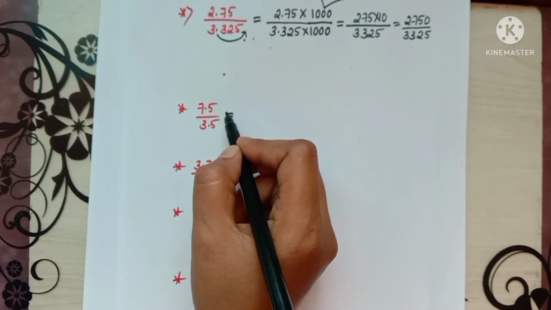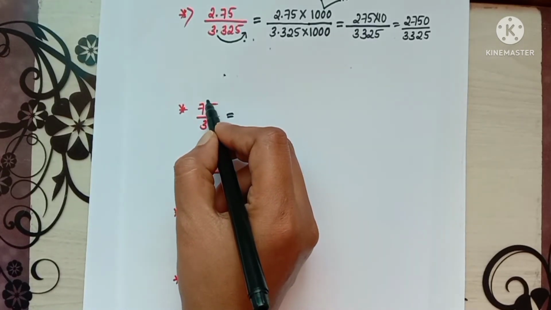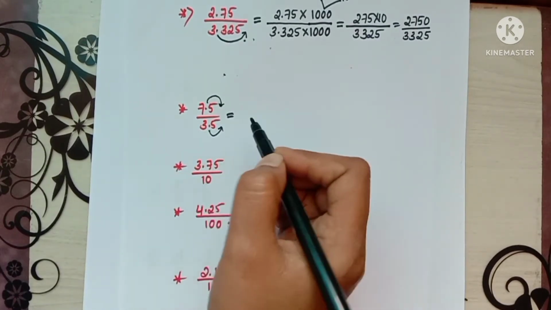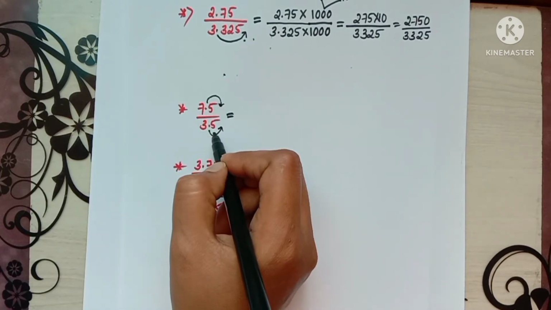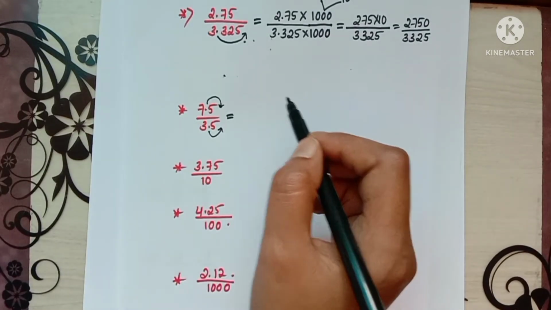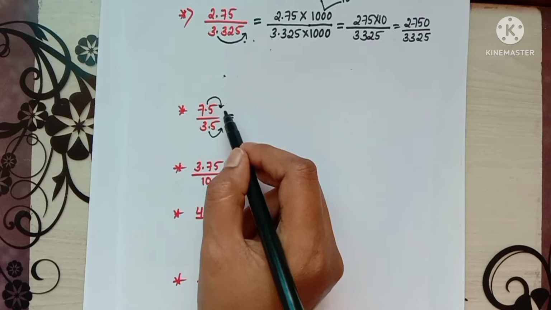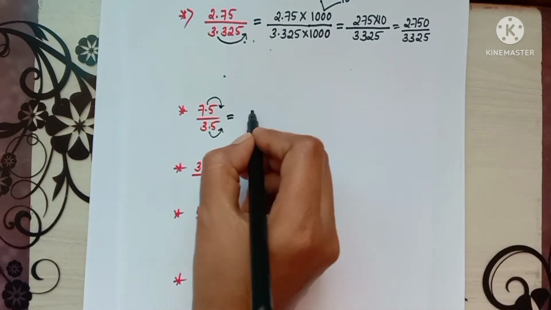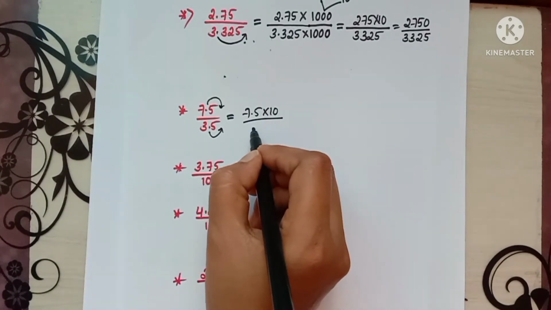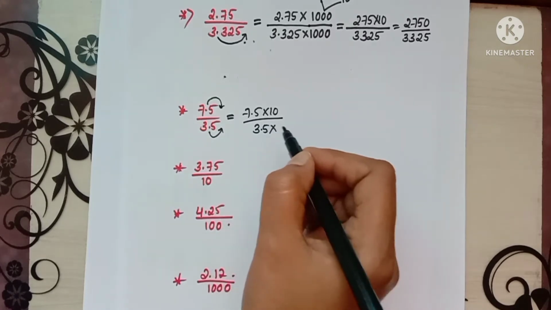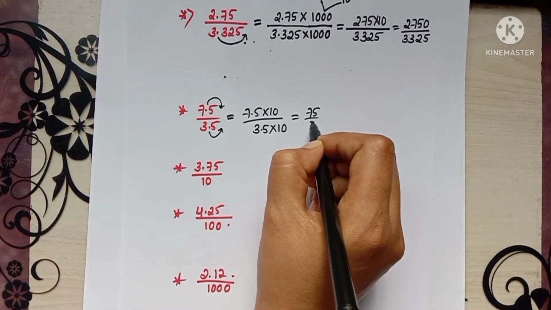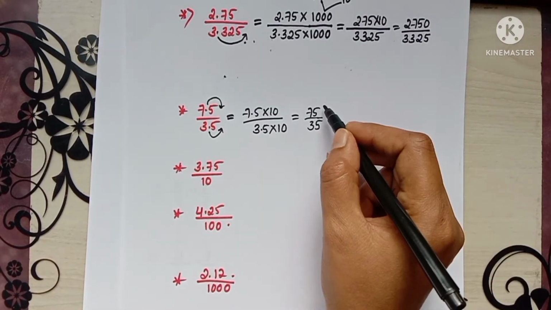To simplify this, what I am going to do? Shift it by 1 digit. Here also shift by 1 digit, because after the decimal point we have only 1 digit. 1 digit means, that is right side, we have to multiply. By how many digits have we shifted? Only 1 digit, so we have to multiply by 10. That is 7.5 into 10 divided by 3.5 into 10, which is equal to 75 divided by 35. Now we can divide this easily.